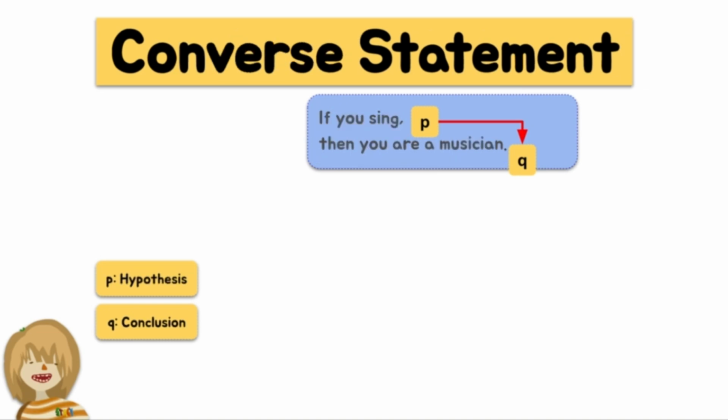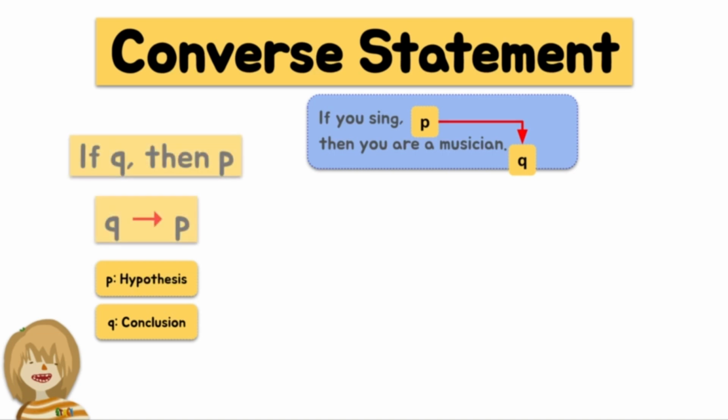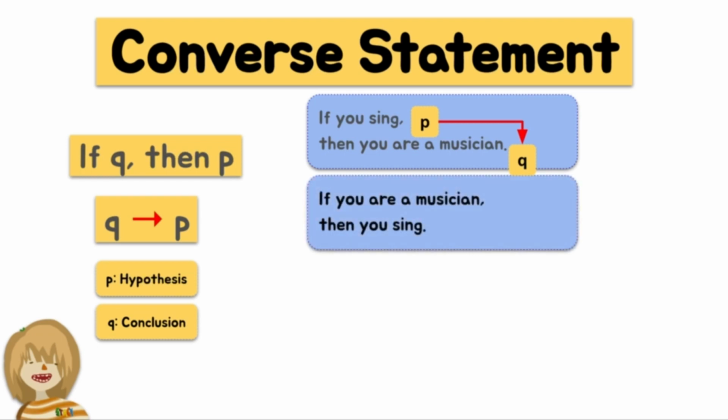The next one is the converse statement. This one is if Q, which is the conclusion, then P, which is the hypothesis. Let's look at an example of a converse statement. From the conditional statement, the hypothesis was if you sing, and the conclusion was you are a musician. Remember? If we use the same hypothesis and conclusion, then the converse statement is going to be the opposite of the conditional statement, which is, if you are a musician, then you sing.